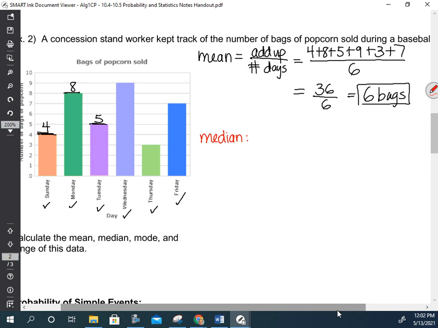All right, so median. Before we find the median, what do we have to do first? Put them from least to greatest. That's the biggest mistake people make. They don't put them in order first, and then they wonder why they got it wrong. We have a 3, 4, 5, 7, 8, 9.